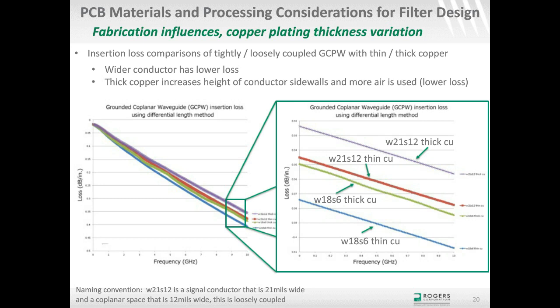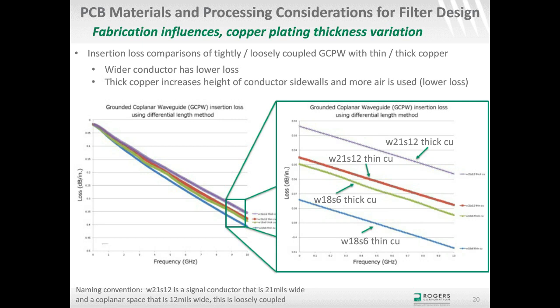And also the copper is plated thin, so you do not have the benefit of air being coupled more effectively. And again, back on the notations, the W21S12 that has the lowest loss, that means the conductor width was 21 mils wide, and the space between the signal conductor and the neighboring grounds is 12 mils, so that's loosely coupled.